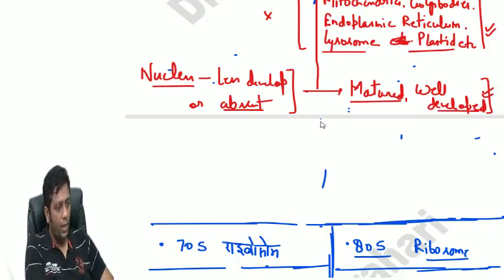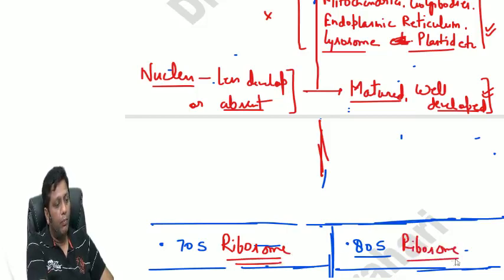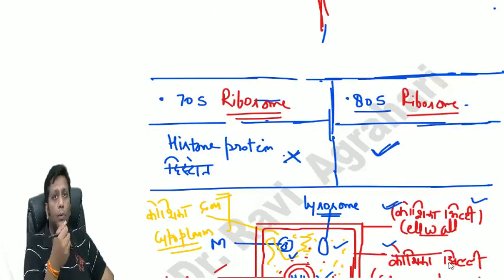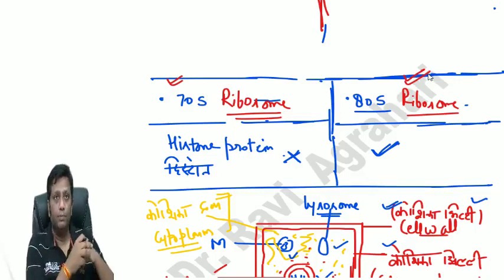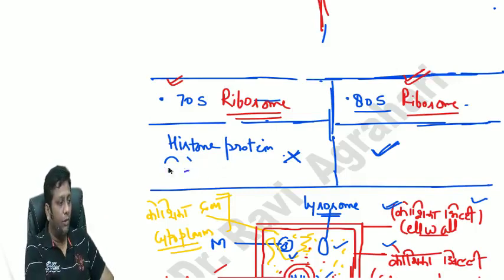Next point. Prokaryotes have 70S type of ribosome. See, this difference is already written here. But eukaryotes have 80S type of ribosome. I will discuss the ribosome later. So prokaryotes have a ribosome and eukaryotes also have a ribosome, but of different types. Ribosomes have some features I will discuss. You just wait.